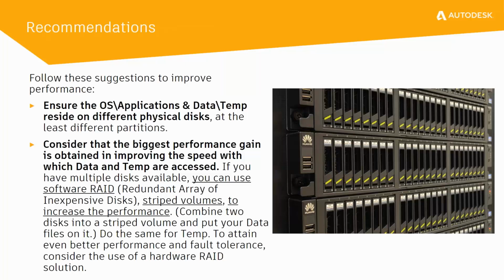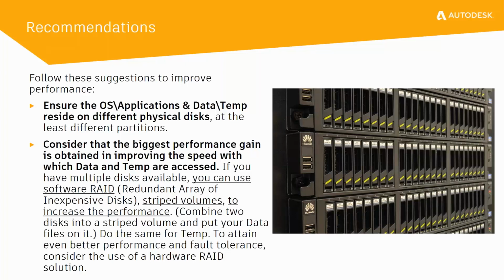So some quick recommendations. Let's just look at these quickly, and these can help you improve the performance when setting up and defining your system. Ensure that the operating system and applications and temp and data reside on different physical disks, or at the least different partitions. Consider that the biggest performance gain is obtained in improving the speed with which data and temp are accessed. And as we said before, try and use RAID configurations, which is redundant array of inexpensive disks, often referred to as striping of volumes, and this can increase your performance.